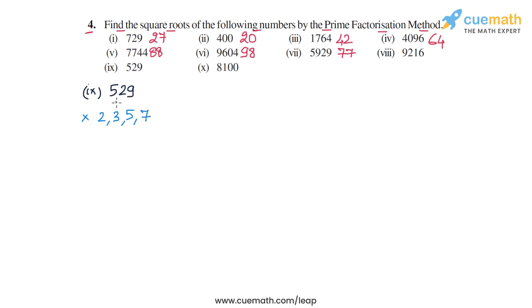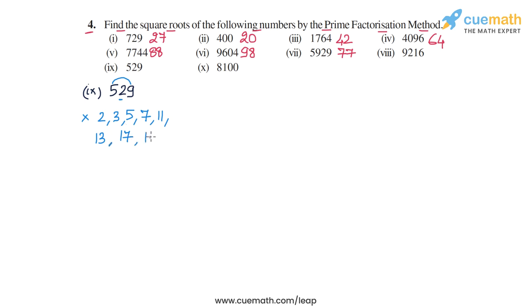Also, it's not divisible by 11 because if you take the alternating sum of digits, so if you take 5 and 9, that's 14, and subtract 2, that's 12, so you don't get a multiple of 11. It's not divisible by 13 either because if you divide 529 by 13, you will get a remainder of 9. And it's not divisible by 17 either. So it is not divisible by any of these prime numbers, but let's keep moving forward.